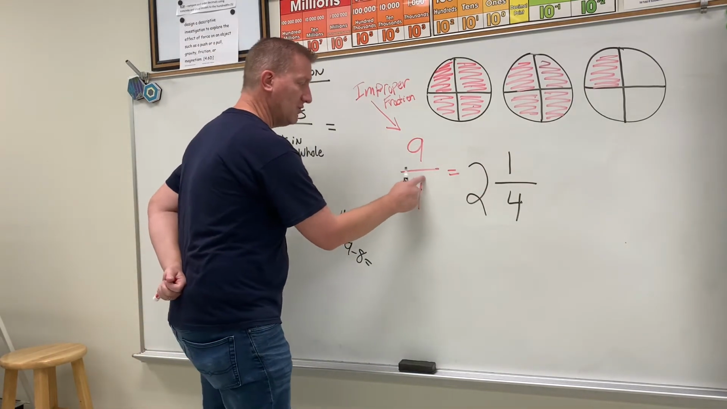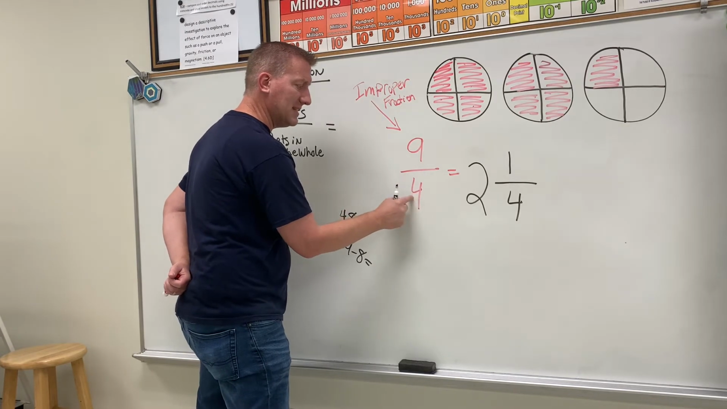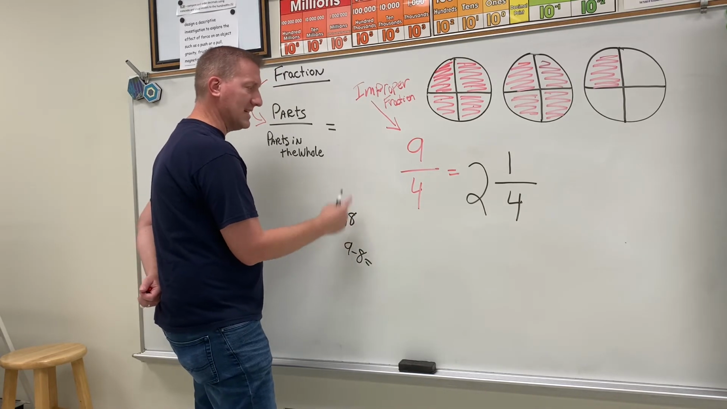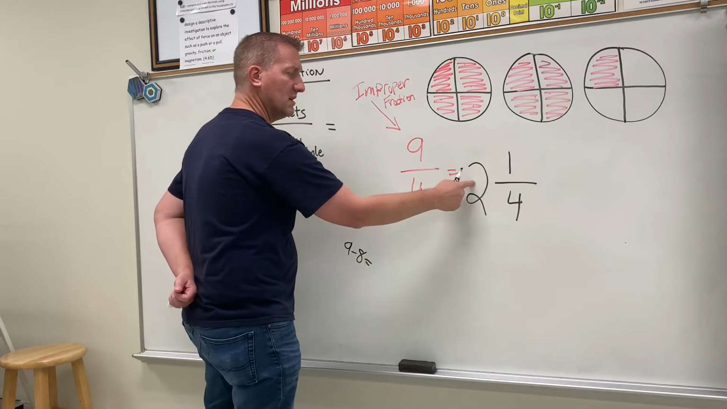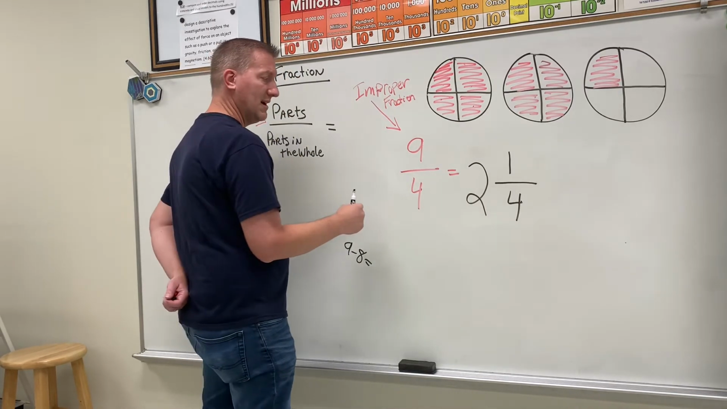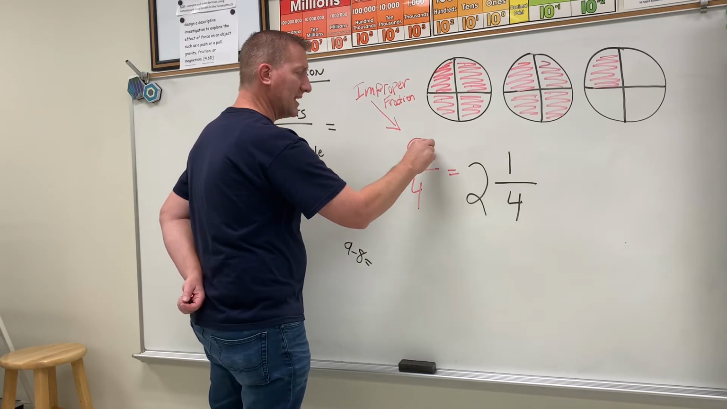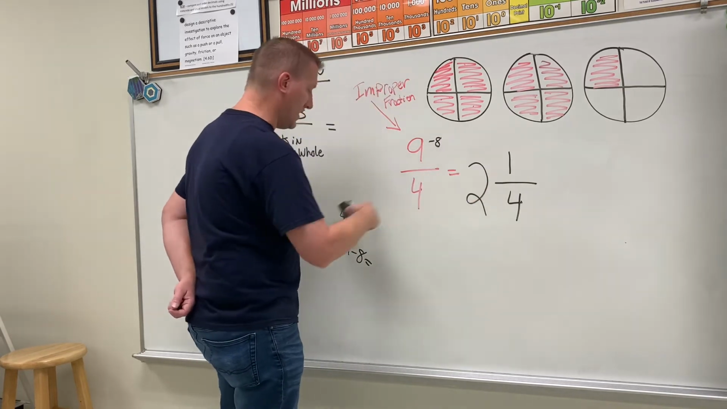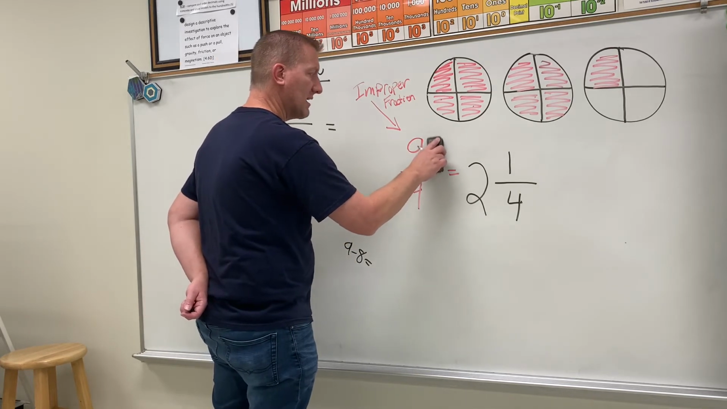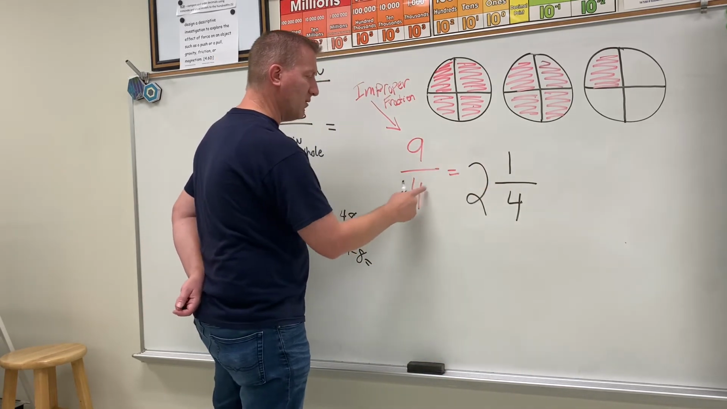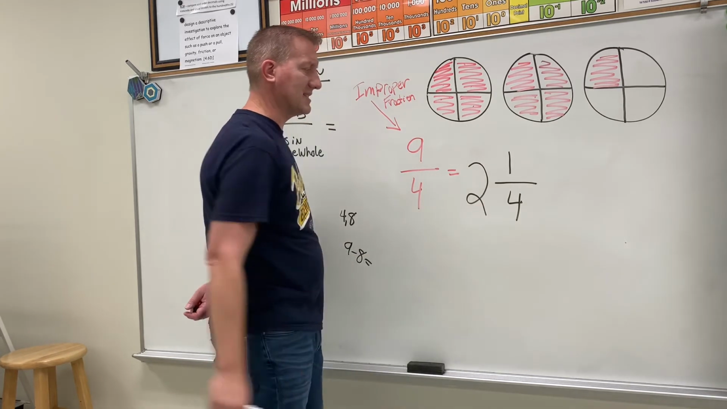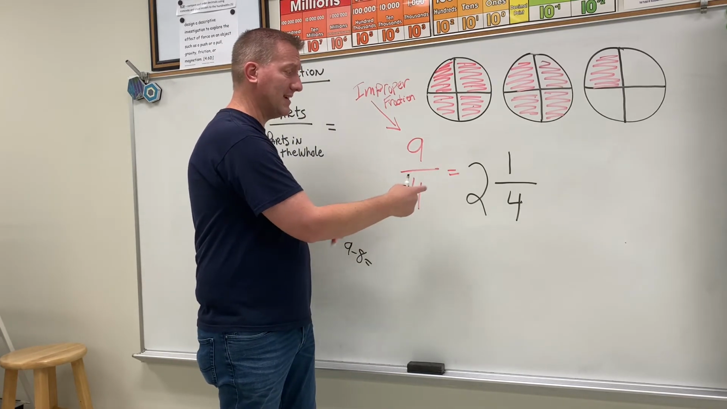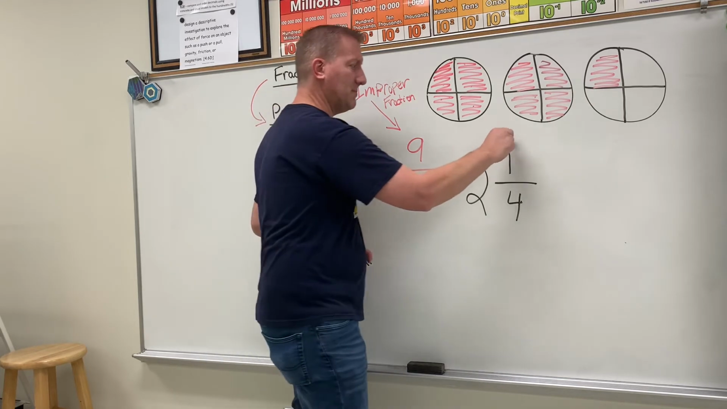So you start with this. How many times does this go into this number? So I skip counted over here. I went 4, 8. So it goes in 2 times, and then when it goes in 2 times, you subtract out the 8, so 9 minus 8 is 1, that's why I'm getting that 1. You have 1 left over, denominator always stays the same, and that is 4, and that's how you convert back from an improper fraction into that mixed number.